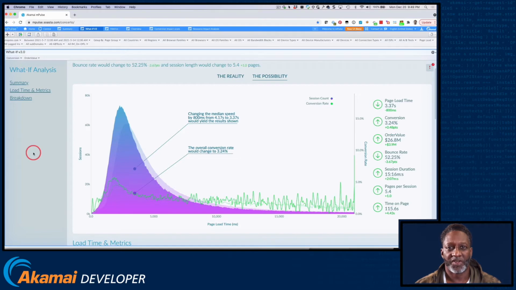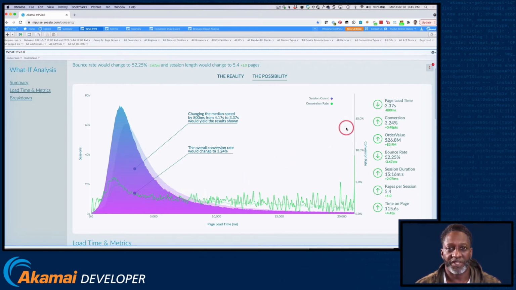For example, here's mPulse's what-if dashboard for an online retailer. This dashboard allows us to estimate the potential business engagement that can happen on the website if its speed is improved. The x-axis shows the page load time. The purple area on the y-axis indicates the distribution of the number of sessions, and the green line indicates the conversion.